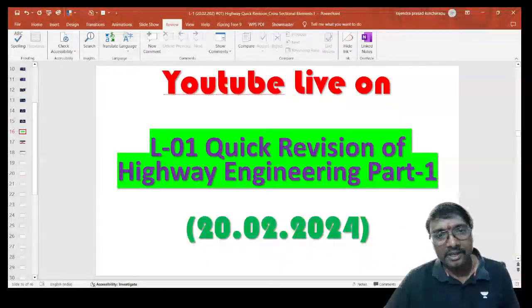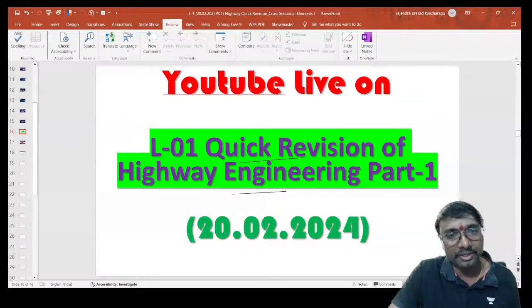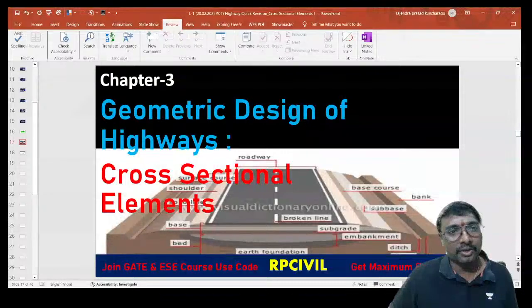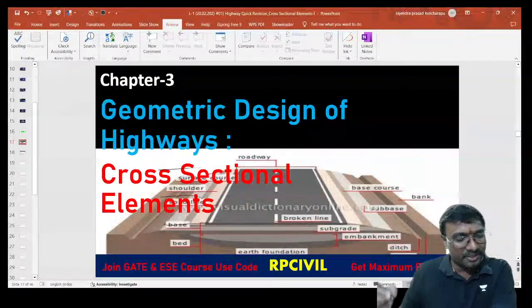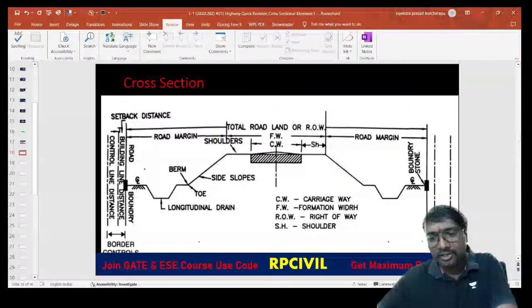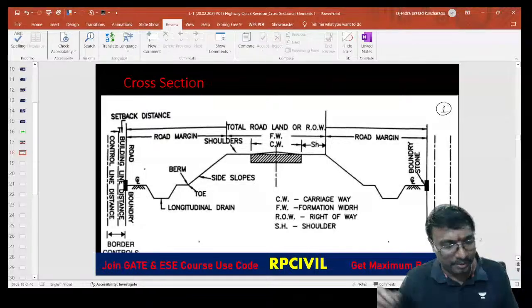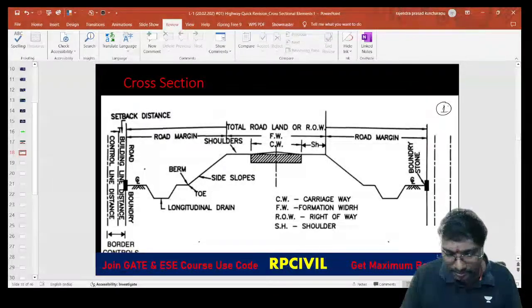Now coming to the quick revision of highway engineering: cross-sectional elements, part 1. From the cross-sectional elements onwards we'll be discussing, and the starting chapters we'll discuss at the end. Here, if you observe, these are the cross-sectional elements you'll be having.